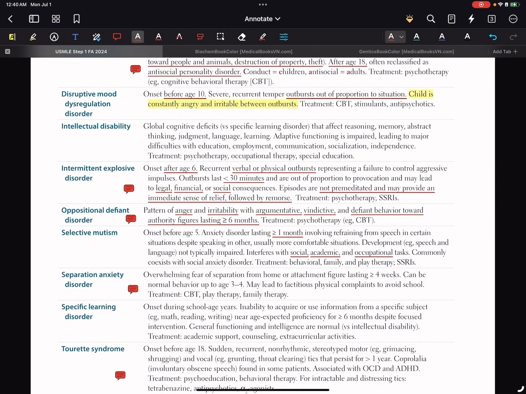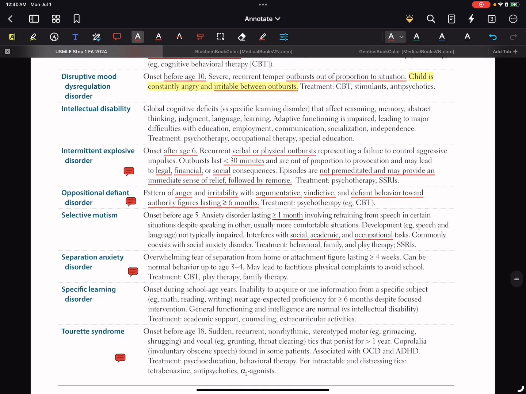Disruptive mood dysregulation disorder, often before age 10: severe recurrent temper outbursts out of proportion to the situation. The child is constantly angry and irritable between outbursts. So, irritable between outbursts. Treatment is CBT, stimulants, antipsychotics.